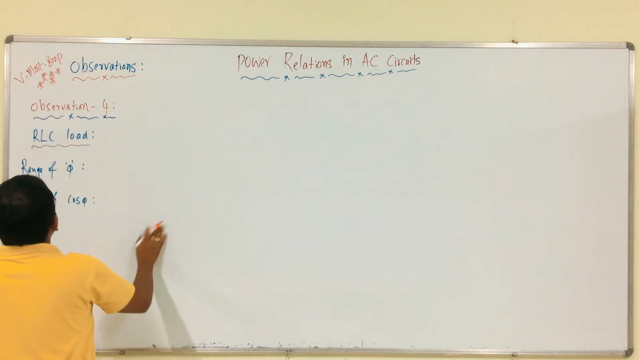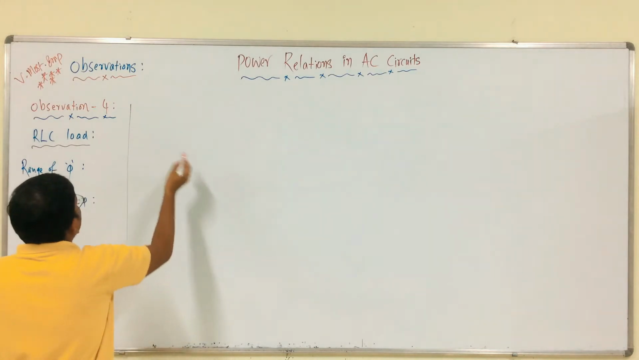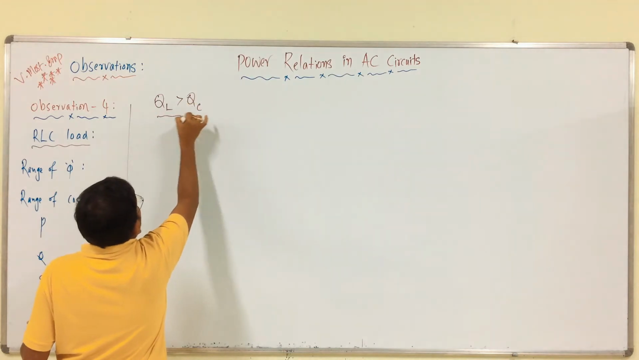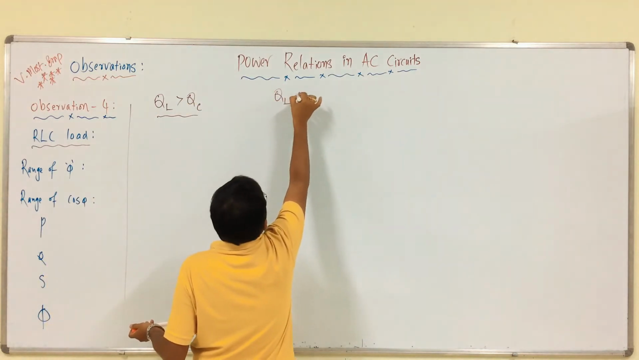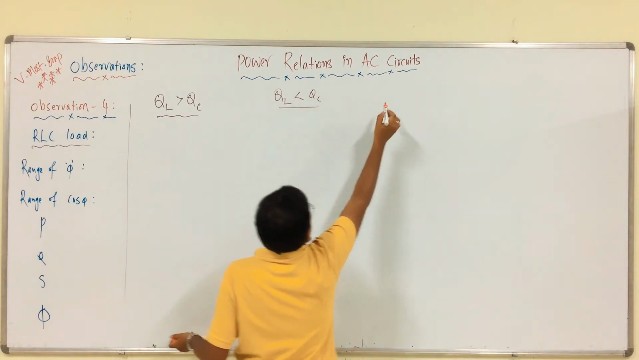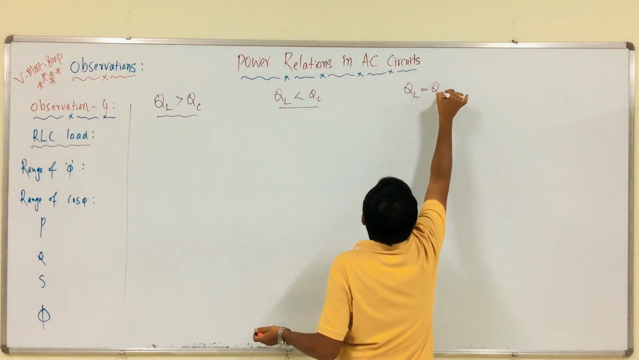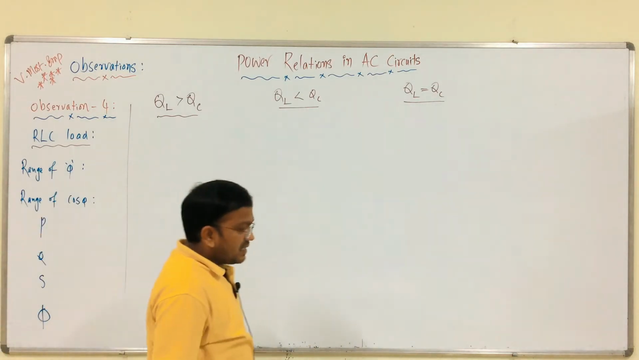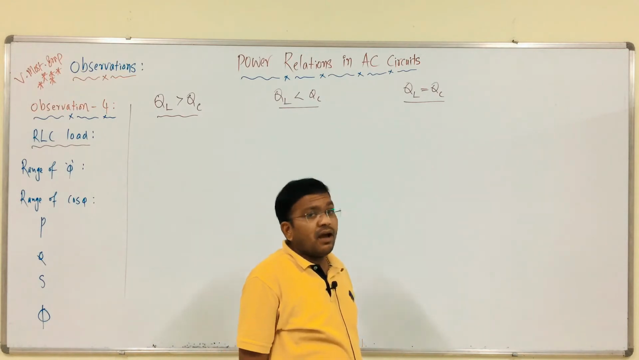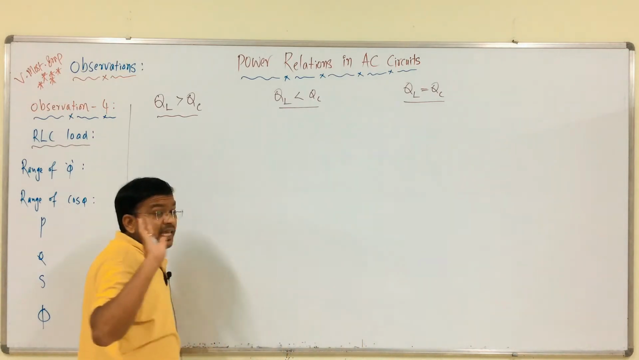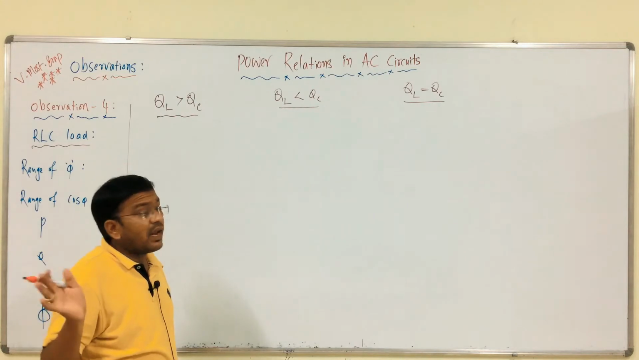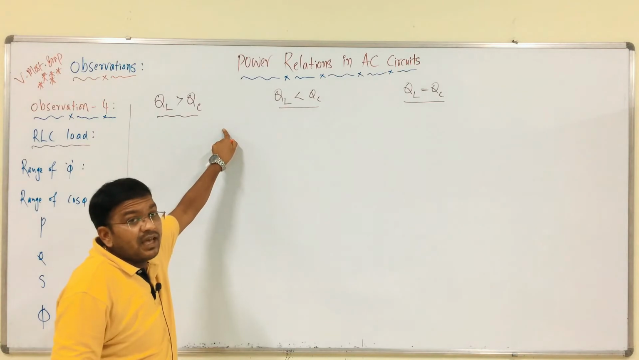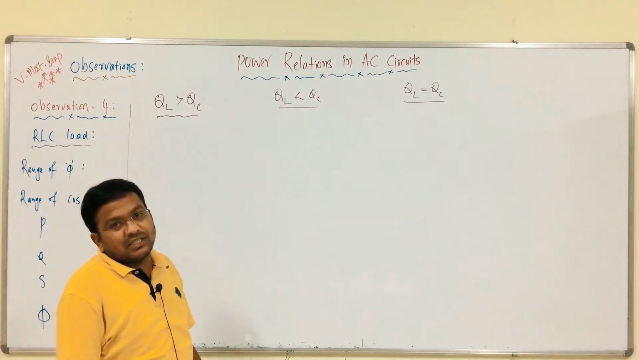So, in this we have QL more than QC, QL less than QC, QL equal to QC. We have three cases, same as in steady state analysis of series RLC circuit and parallel RLC circuit. Here also we are having three cases, but in case of series RLC circuit we are having voltages, in case of parallel RLC circuits we are having currents, but in this case we are having reactive powers.